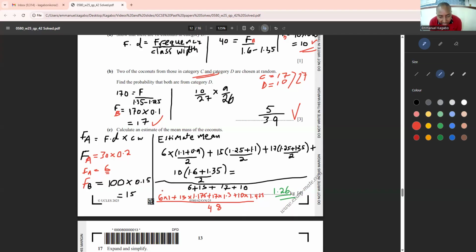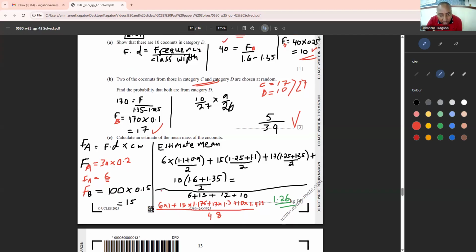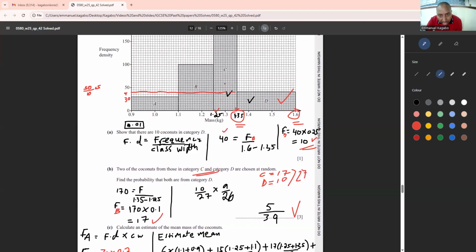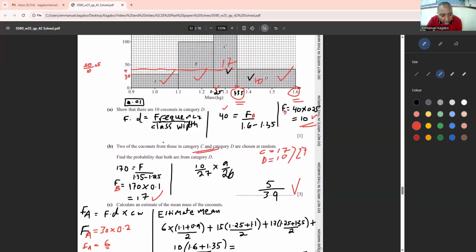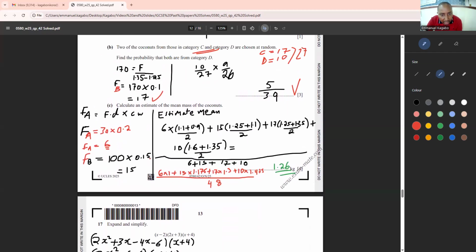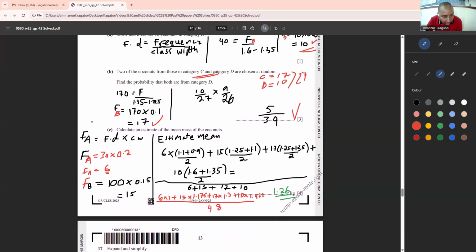Now, if I'm to find the estimate mean, I need to find the frequency of each. Here I had 17, and I calculated this was 10. So I need to calculate one here and one here. That's the one I calculated first. The frequency for category A is the one I had. For category B, I'm going to have that.